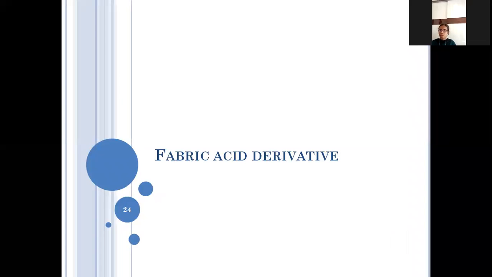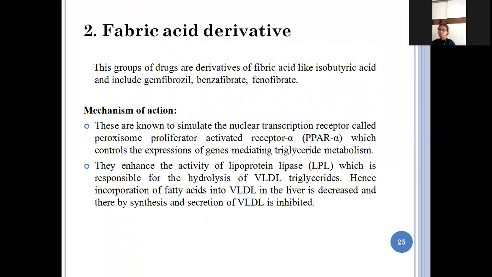Next is fibric acid derivatives. It is the group of drugs that are derivatives of fibric acid, like isobutyric acid, and includes bezafibrate, gemfibrozil and fenofibrate. So these are the drugs: gemfibrozil, bezafibrate and fenofibrate.